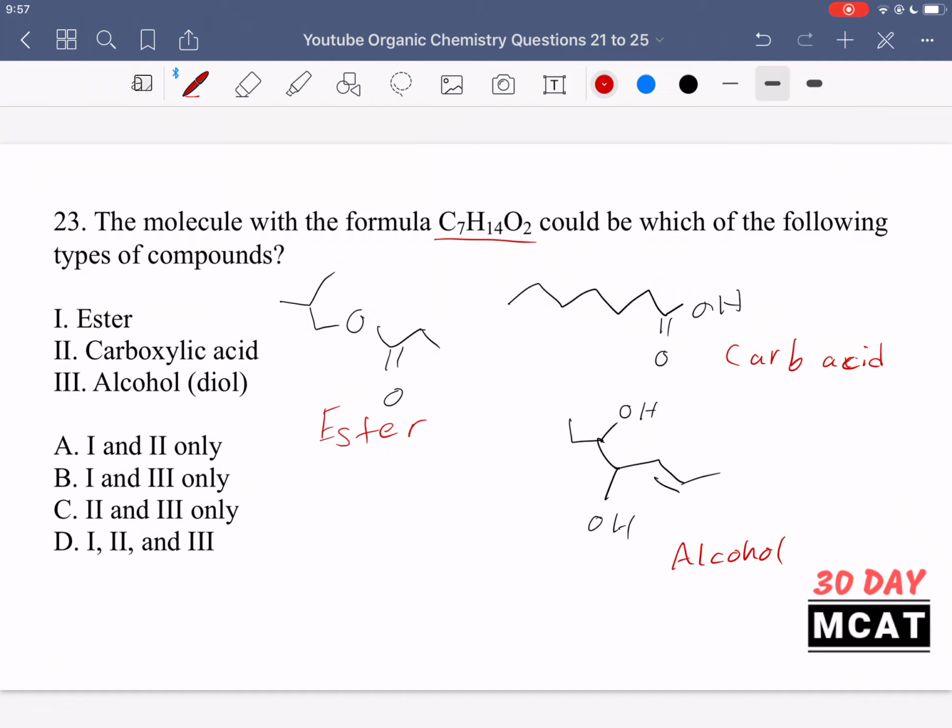So this is an example of all three of these functional groups with that given chemical formula, so 7 carbons and then 14 hydrogens. And therefore, since we can make all three of these, D is the correct answer for this question, because we can, with that chemical formula, have an example of all three of these types of functional groups.